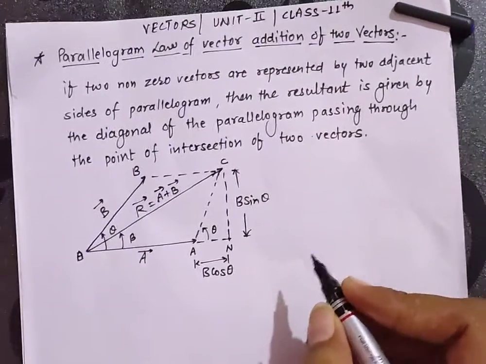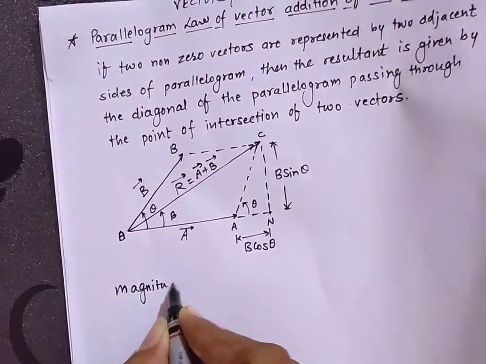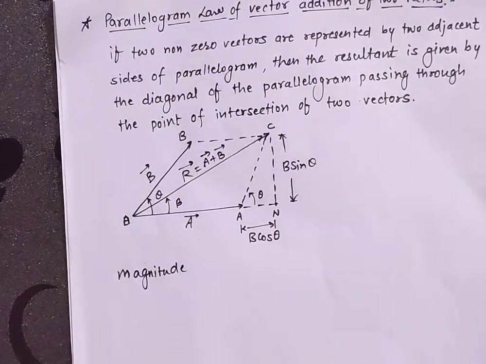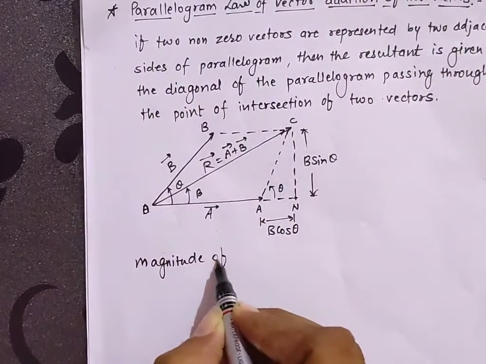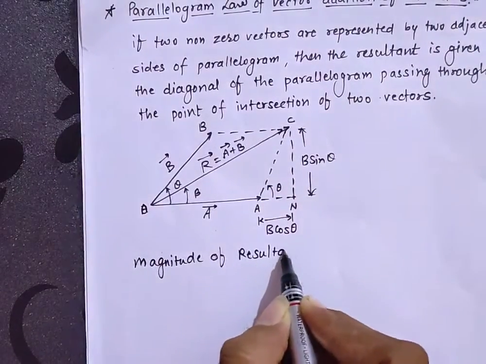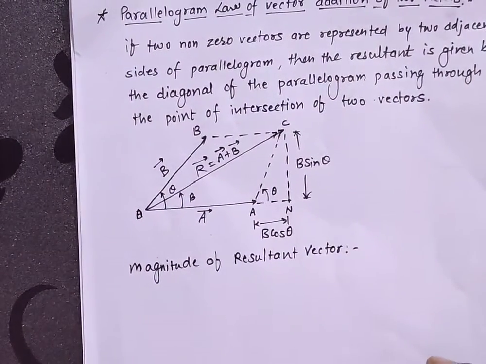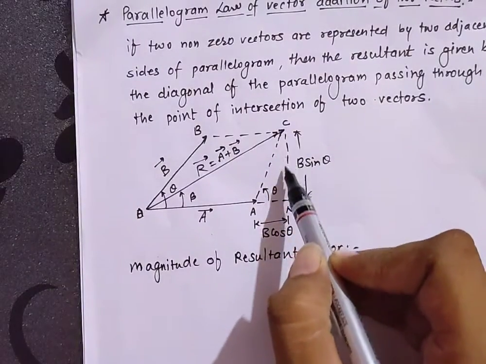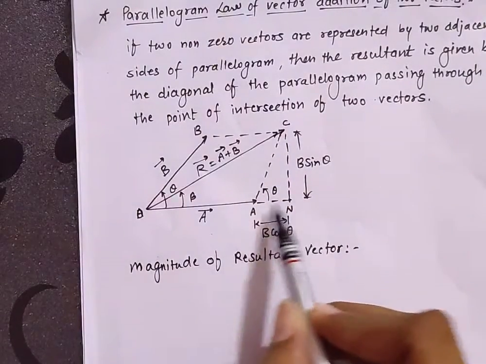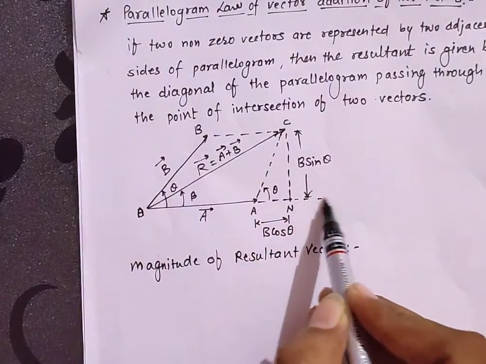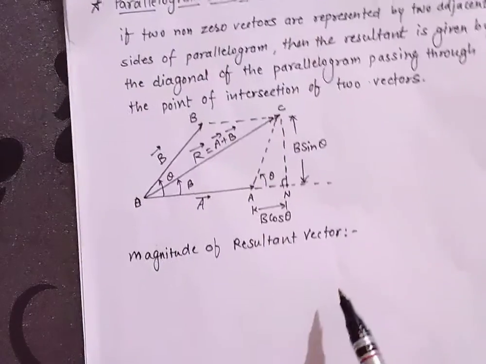For finding the magnitude of the resultant vector, we first draw a perpendicular from this point C. This CN is perpendicular to this vector A. We extend this vector in this direction and draw the perpendicular CN. So this angle is 90 degrees.